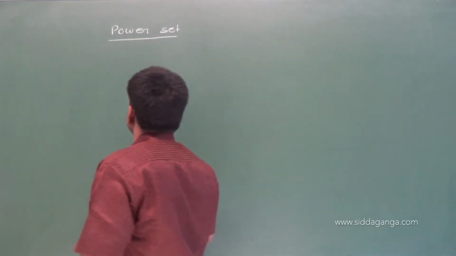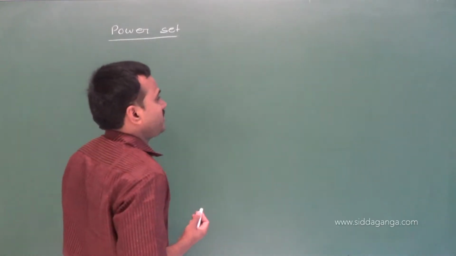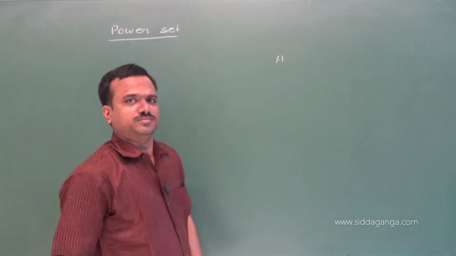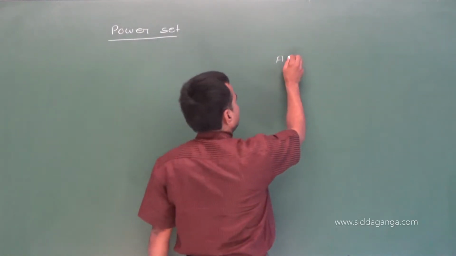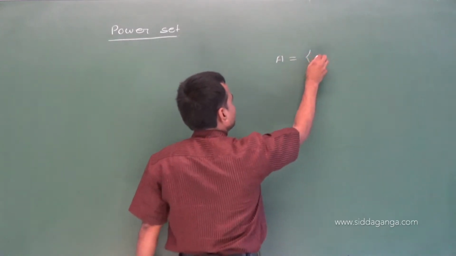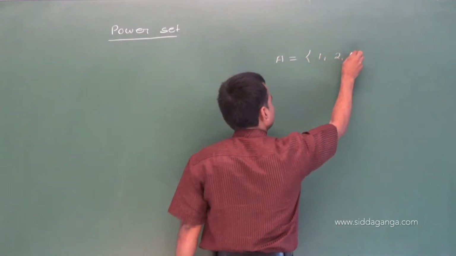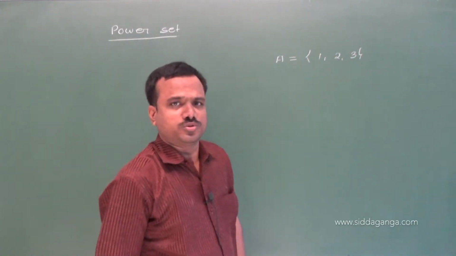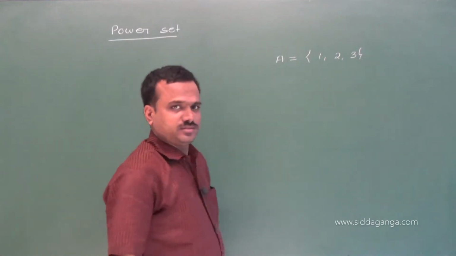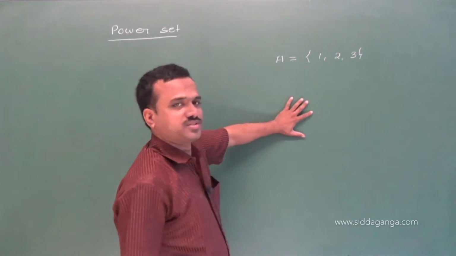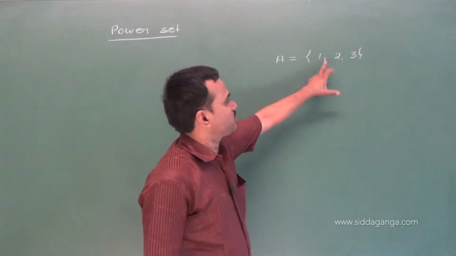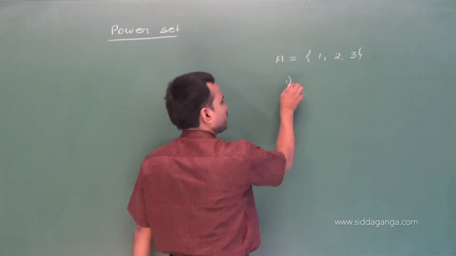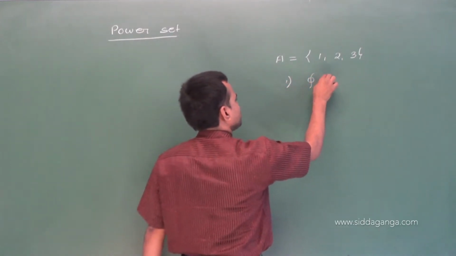So power set means what? Before we give the definition, we write one example. Then only we understand. Let A be equal to {1, 2, 3}. So we write the subsets with respect to the set A. The first one: the empty set is a subset of A.